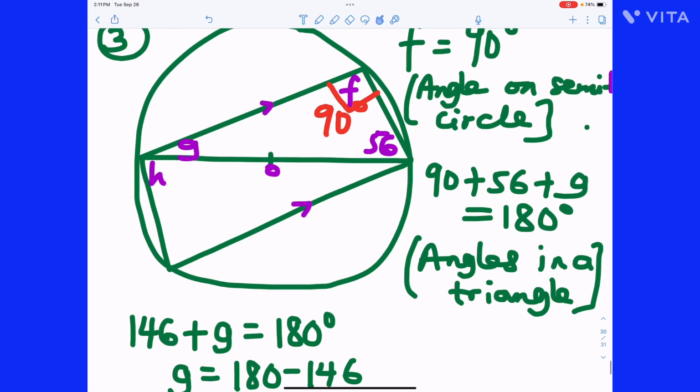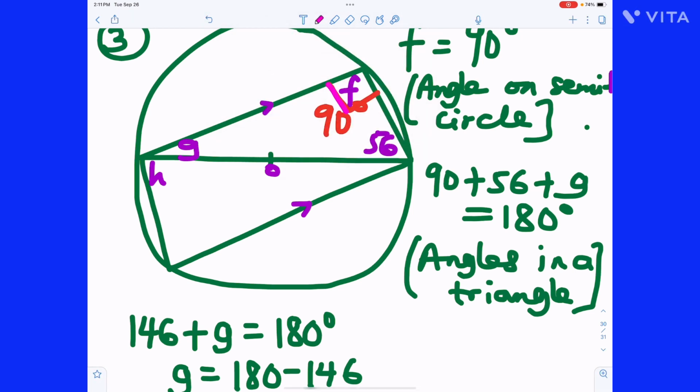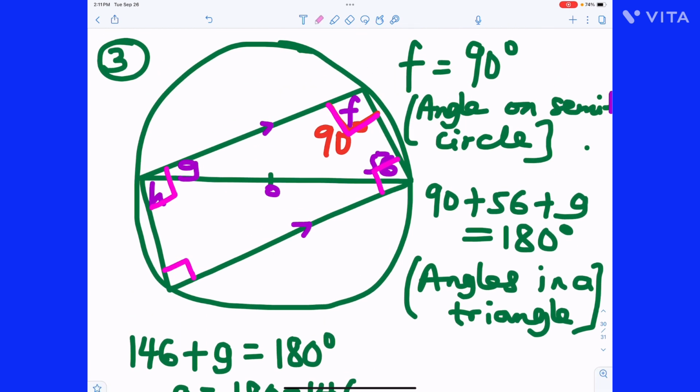We have to find H. Now, there's something about quadrilaterals. Once this is 90 degrees, and this is also 90 degrees, once the two opposite angles are 90, these two are also 90. So that happens in a quadrilateral. It means that these two sides must also be parallel, so that they can be perpendicular to the adjacent sides. So that means this angle is 90.